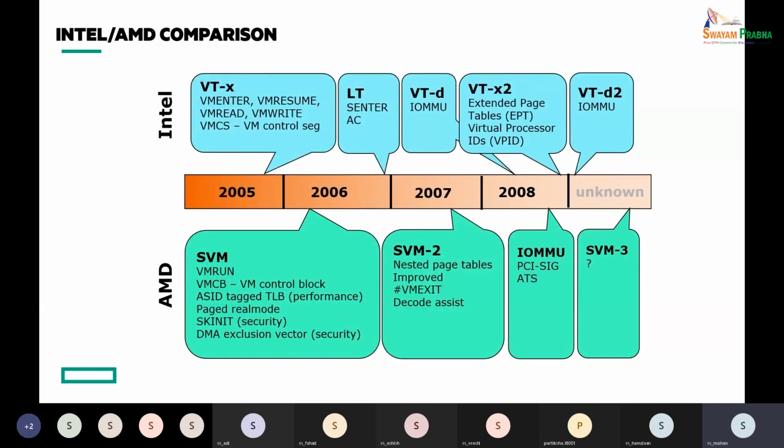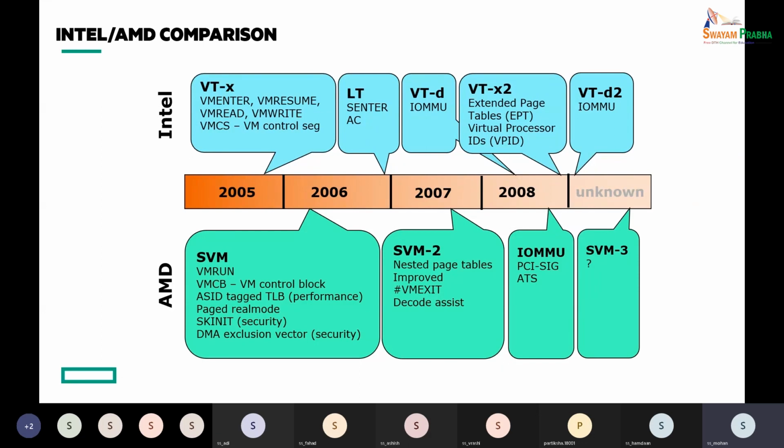I think that pretty much covers most of my slides. This slide basically shows that both Intel and AMD did the same things around the same time frames. Intel probably was leading in most of them. I think they came out with VT-x first. AMD called it SVM. Then they came out with LT, I think the LaGrande Technology. I don't know much about that. I think it's some security stuff.